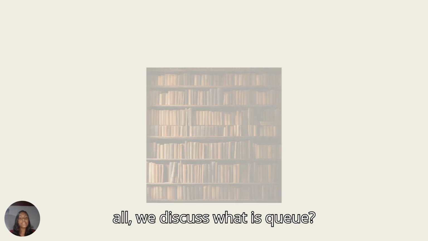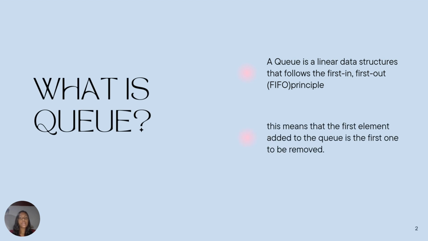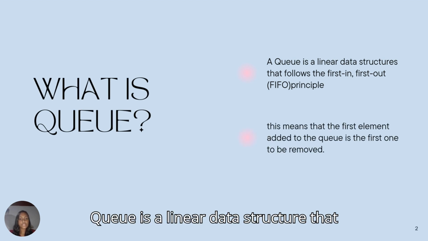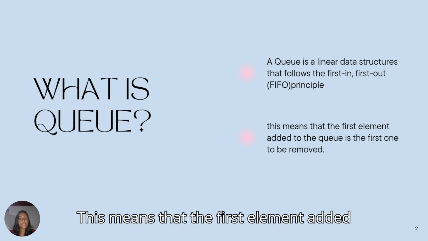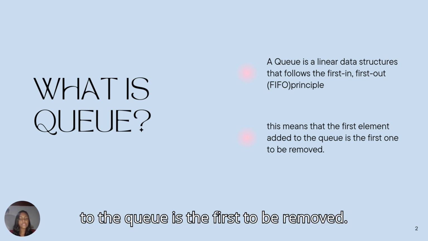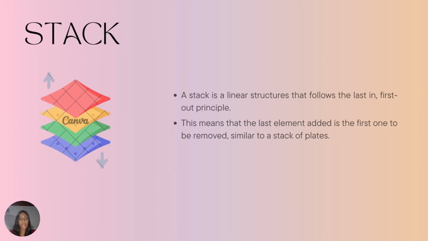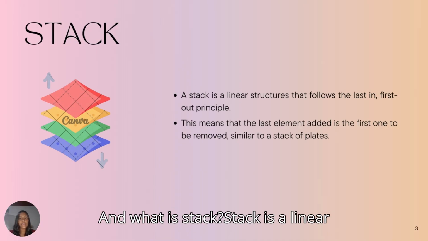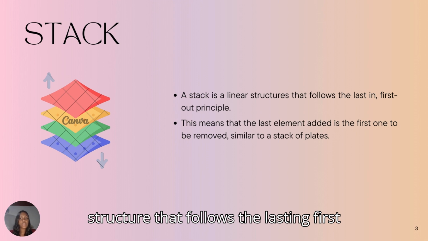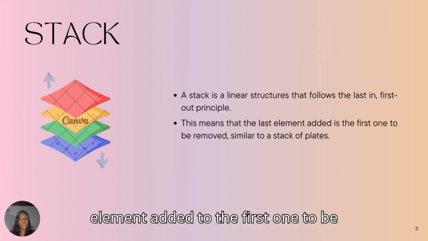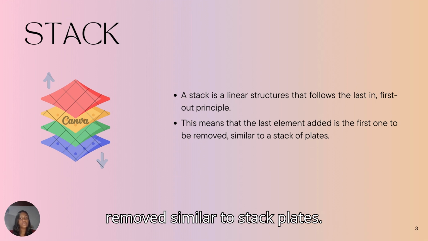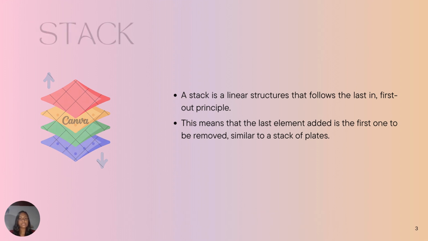First of all, we discuss what is a queue. A queue is a linear data structure that follows the first in first out principle. This means that the first element added to the queue is the first to be removed. And what is a stack? A stack is a linear structure that follows the last in first out principle. This means that the last element added is the first one to be removed, similar to a stack of plates.